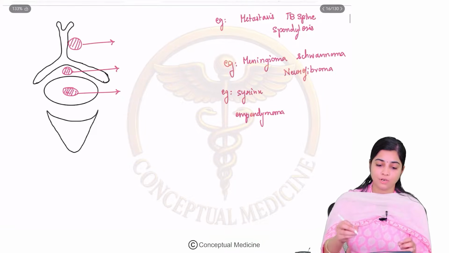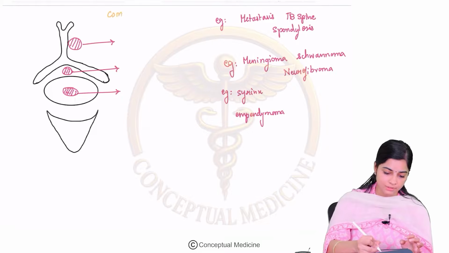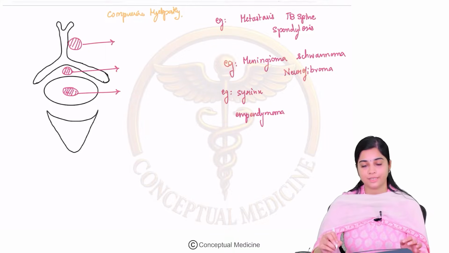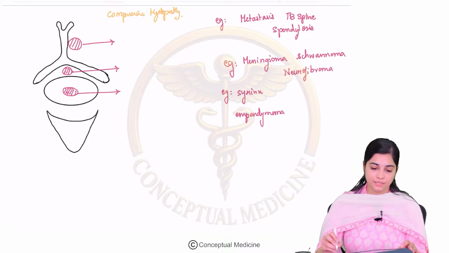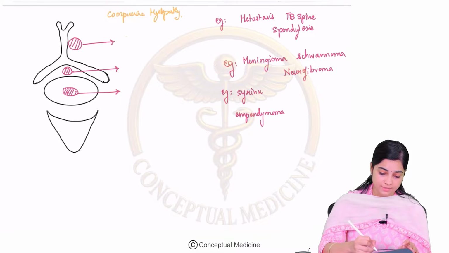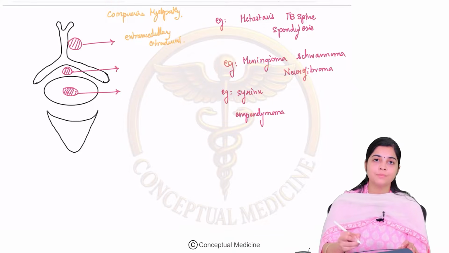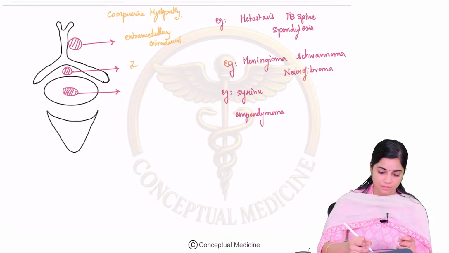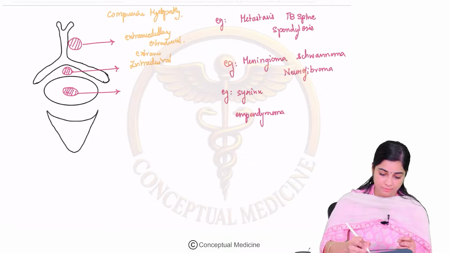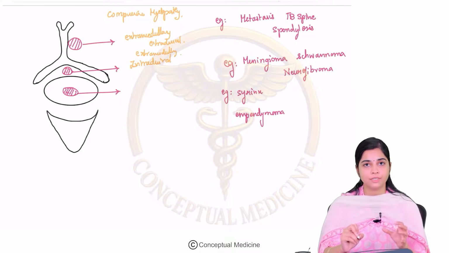Now let us understand what is compressive myelopathy. We understood the etiologies. Let us look at it a little bit more in detail. So compressive myelopathies can be classified as extramedullary, extradural, or intradural. Extramedullary, intradural, within the dural cavity.